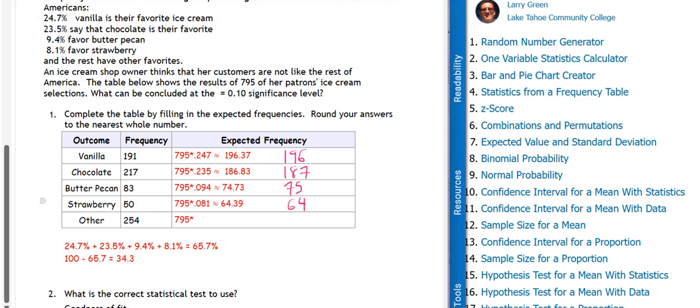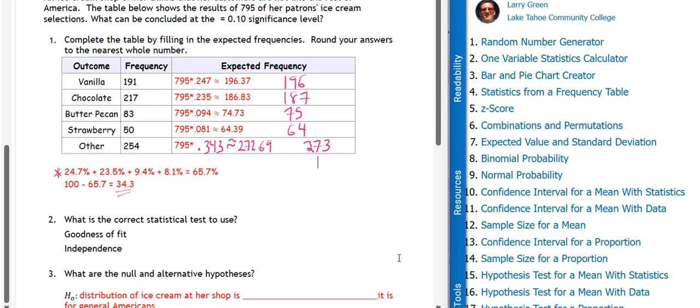And then we're just told the rest of the people in America prefer other favorites. And so we have to figure out what percentage that is. So if I add the percents that like vanilla, chocolate, butter pecan, and strawberry together, that gives me 65.7%. So 100 minus 65.7 gives me the percentage of the other category, and that is 34.3. So here I want times 0.343, and that's approximately 272.69. So I'm going to take 273 as my expected frequency.